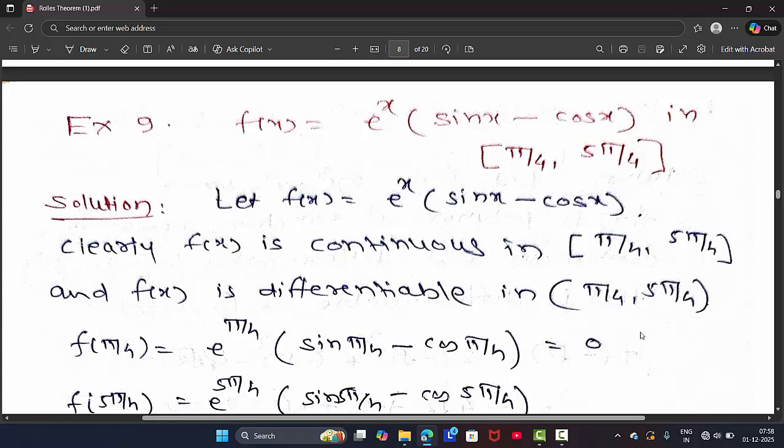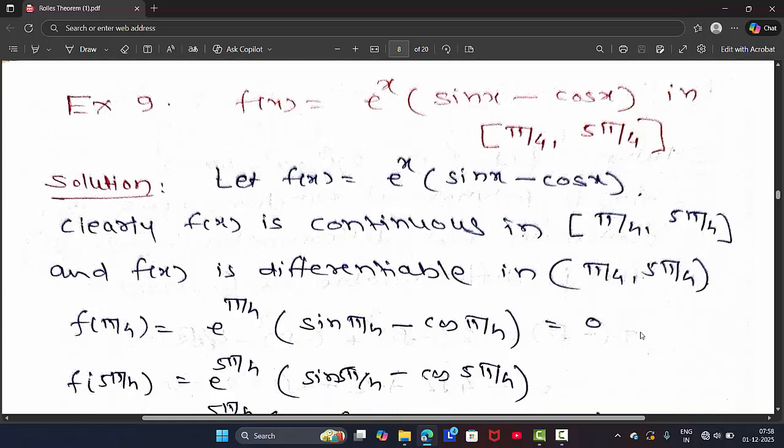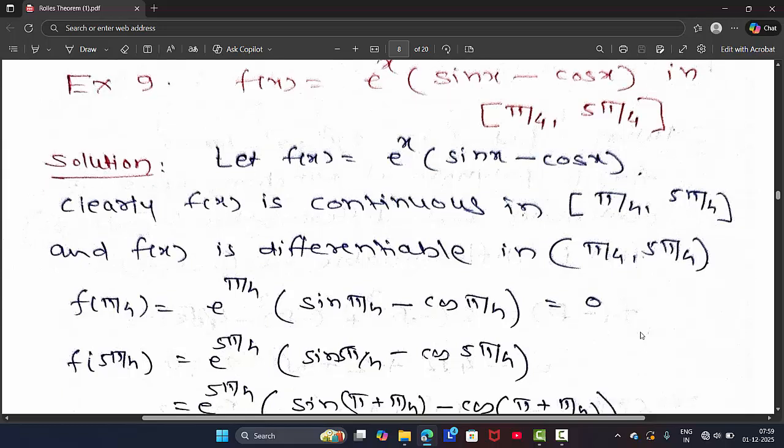Example 9. f(x) equal to e^x into (sin x − cos x) in [π/4, 5π/4]. Clearly, f(x) is continuous in the closed interval [π/4, 5π/4] and differentiable in the open interval (π/4, 5π/4).